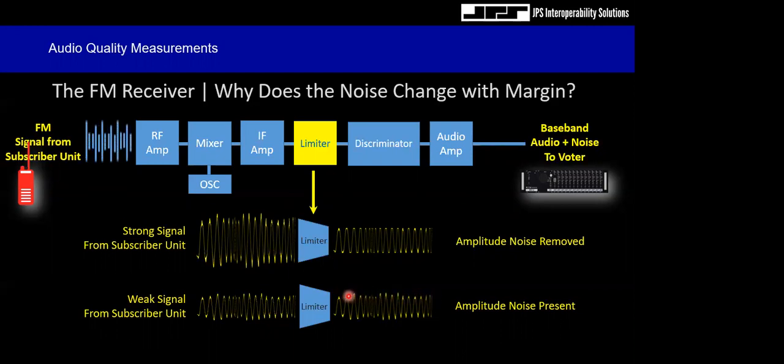And this is the noise we hear, right? We create margin, the carrier becomes weak, the limiter is unable to reform the amplitude envelope, the noise leaks into the discriminator, and that's what we hear. So when we create margin, that's why, because there's not enough dynamic range in the FM limiter to strip out that amplitude noise.